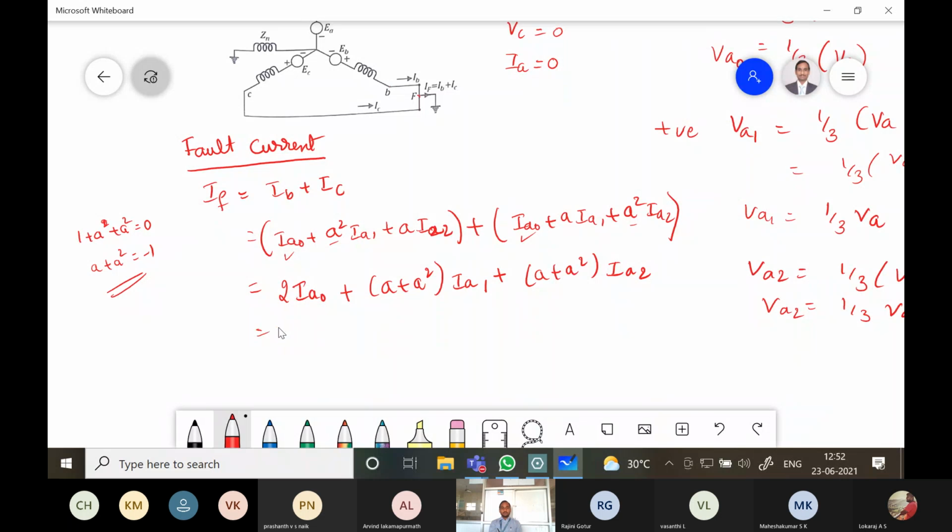Then this becomes 2 times IA0 minus 1 into IA1, so that is minus IA1. Here A plus A square is also minus 1, so minus IA2, because A plus A square is equal to minus 1. So then it becomes 2 times IA0 minus, I will take minus common, IA1 plus IA2.